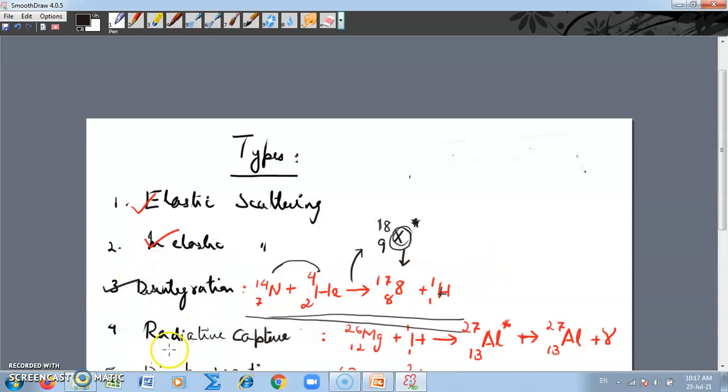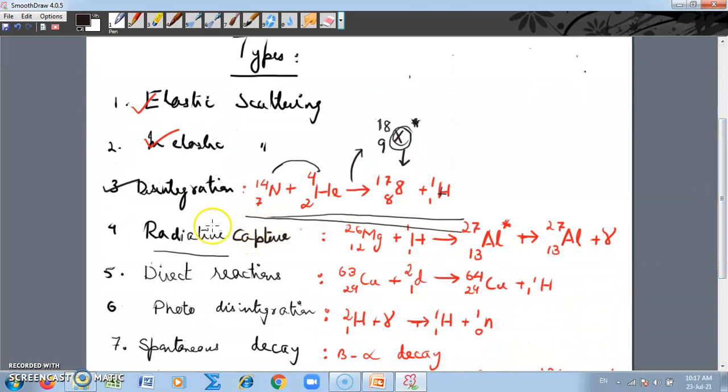Then here I think probably I had written radioactive capture, which is wrong. It should be radiative capture. In part A of my lecture, I had written radioactive capture. So please take care of that. So in radiative capture, what happens is that again here you see this gets captured, so that we get this one.